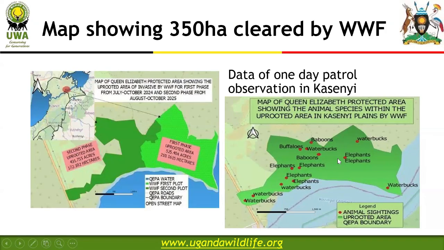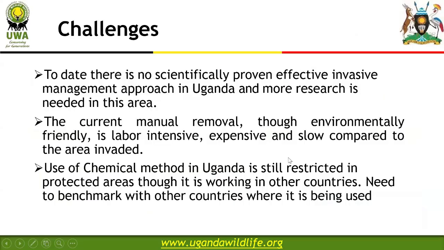This was a one-day patrol that I conducted. I moved around this area together with my colleagues. This is what we were able to see. These were animal sightings, and these were in herds. You find a herd of 10 elephants, a herd of 20, waterbucks, 12, 10 buffaloes in herds, and they are evenly distributed along this area that we have worked. Yes, I'm rushing towards the end.